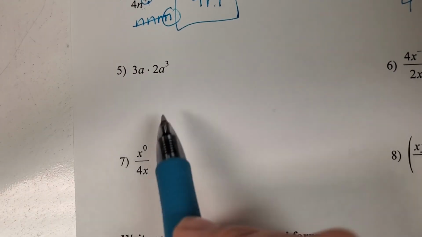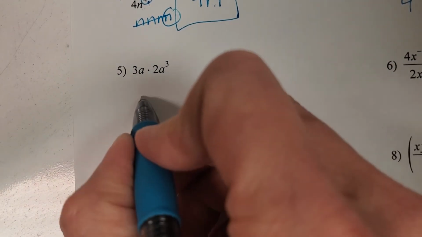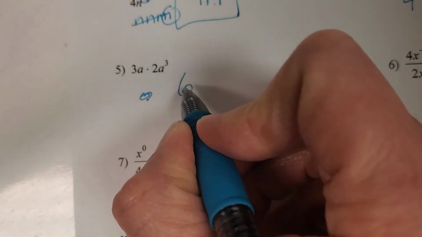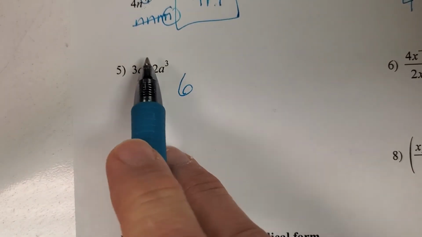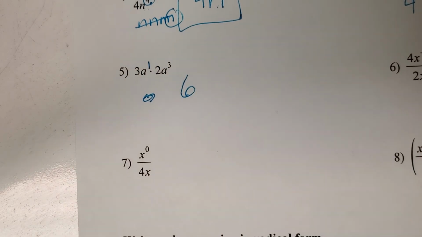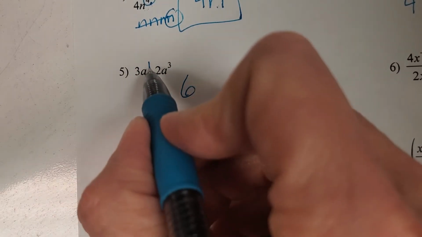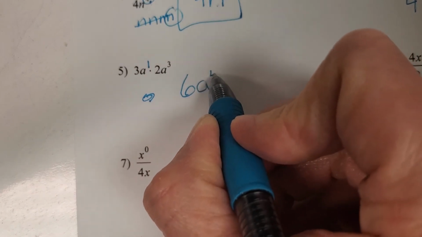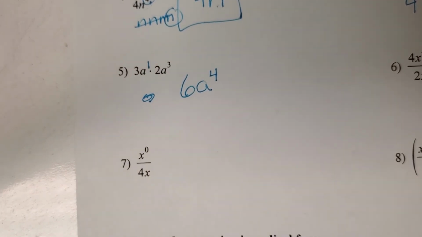Okay, this one's not too bad. We're going to multiply our coefficients. I'm recognizing that it's multiplication going on, which means I'm going to add exponents, but don't forget, if there isn't an exponent, the exponent is 1. Now I'm going to add a to the 1 plus 3, but 1 plus 3 is 4, so I'm just going to put 6a to the 4th.